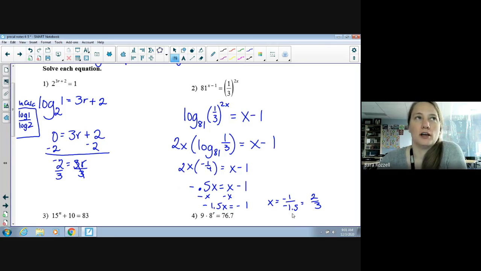And all of that just can be done in your calculator. That's fine. So just to recap, when you have a base and a power and another base and a power, I just use the first one that I see. It's going to be my base. And I write it as a log. Take your power. It goes in the front. Evaluate your logarithm. And then just solve the equation.